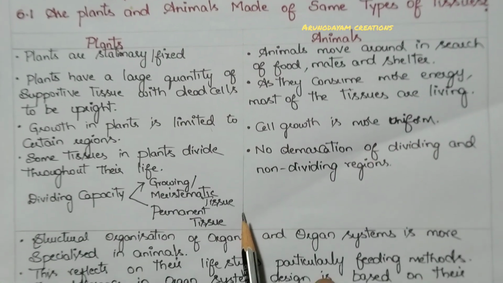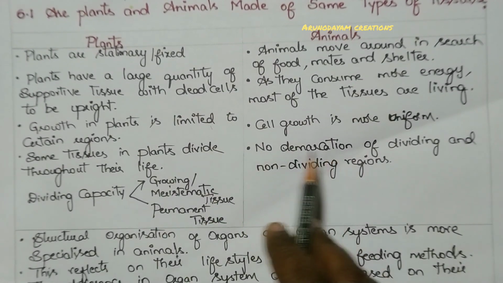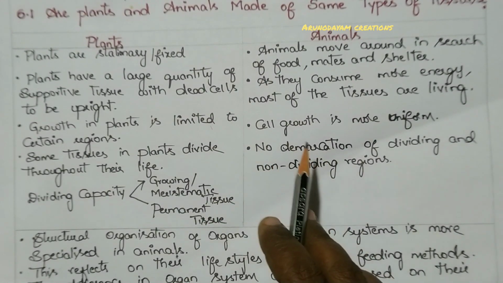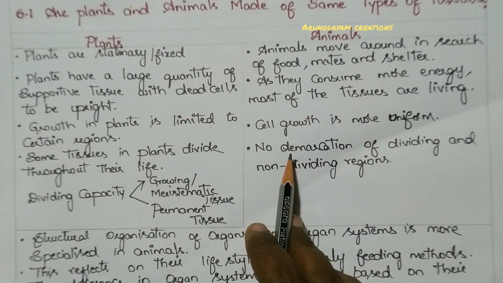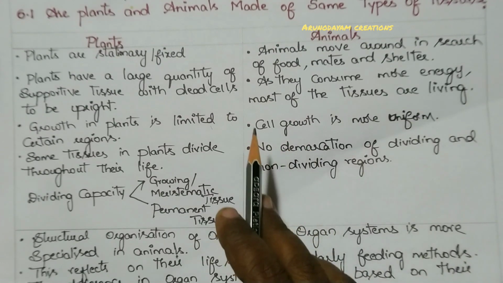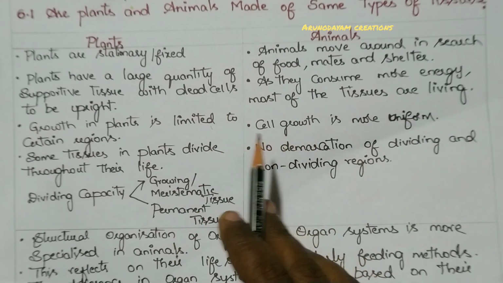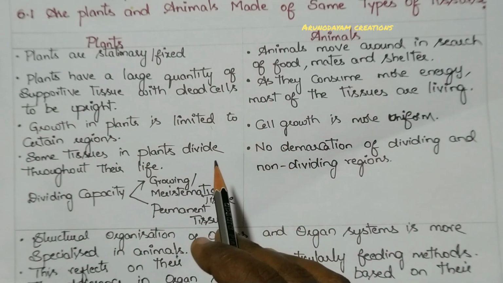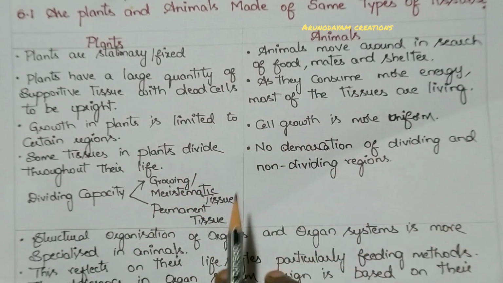So these are the differences between plants and animals. Based on their lifestyles, the tissues are present in their body. That means obviously the tissues of plants and animals are not of the same type. They have different types of tissues which help for their daily activities.